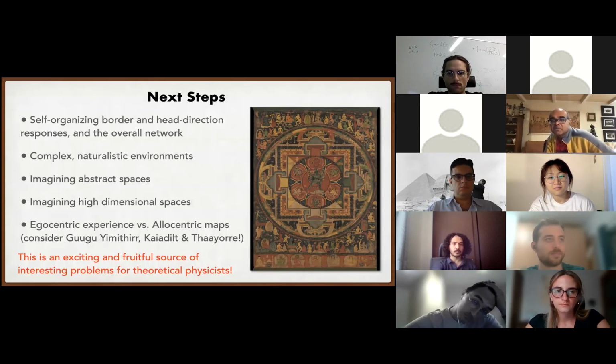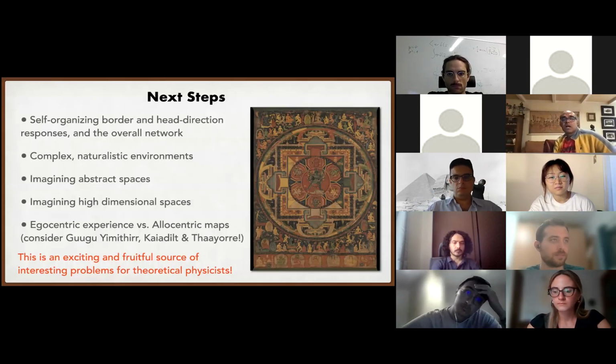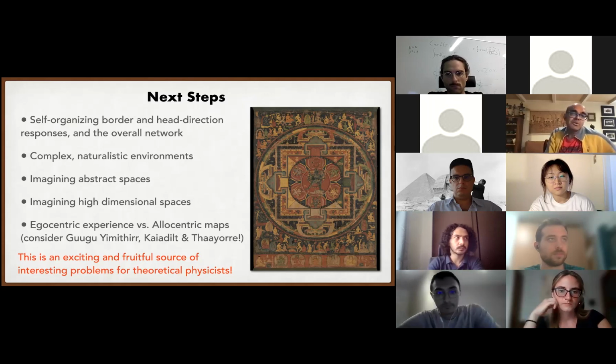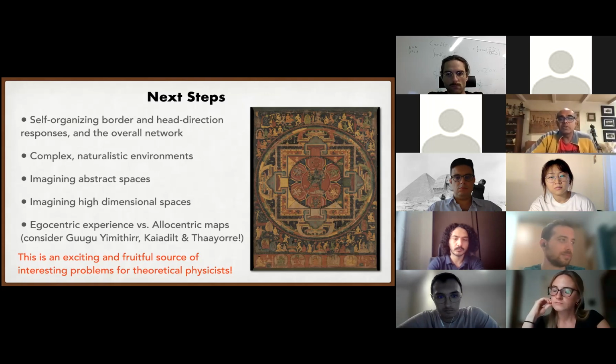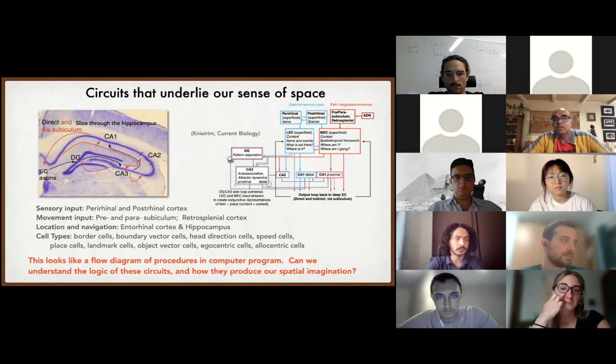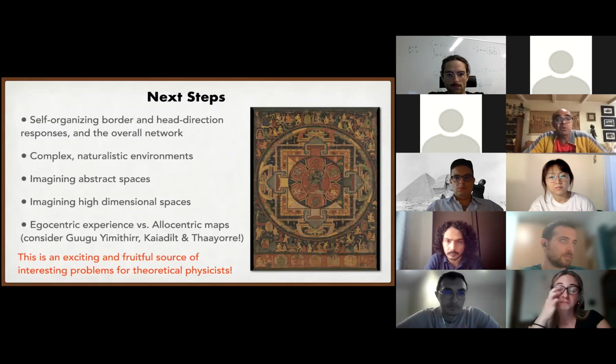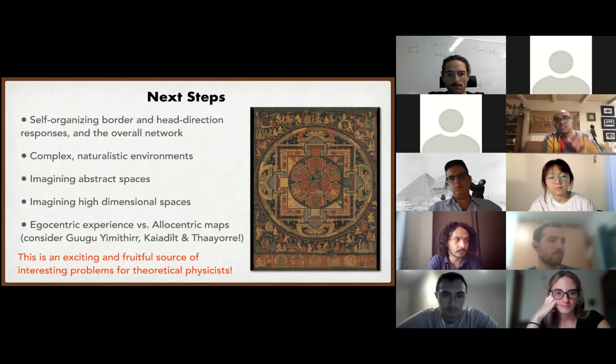So what are the next steps? I want to end with this. There are many, many things to do here. Going back to Rava's question, ideally what you really want to do is, there's this whole circuit consisting of many different areas of the brain that talk to each other with many different cell types. And you want to self-organize the whole thing at the same time. We talked about that circuit already in the last lecture. So you want to self-organize the border and the head direction responses and this overall network of different areas that are talking to each other. That's one thing that needs doing.